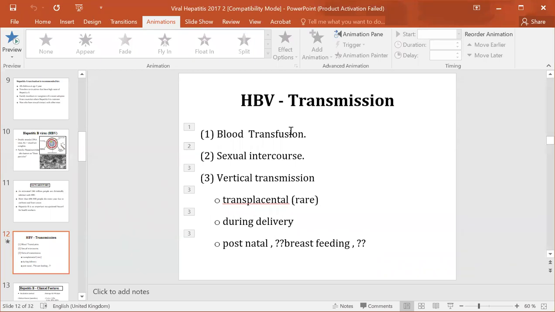Number two, it can be transmitted through sexual intercourse. So if you have heterosexual sex with someone who has hepatitis B virus, you are likely to acquire this virus. It can also be transmitted vertically. Vertically means what? From mother to child. And there have been three proposals. At what stage during birth does this occur? So there is a thought that sometimes the transmission can occur when the fetus is still in the womb, and the virus passes through the placenta, but that is a very rare thing. The placenta makes it very difficult for viruses to pass through.